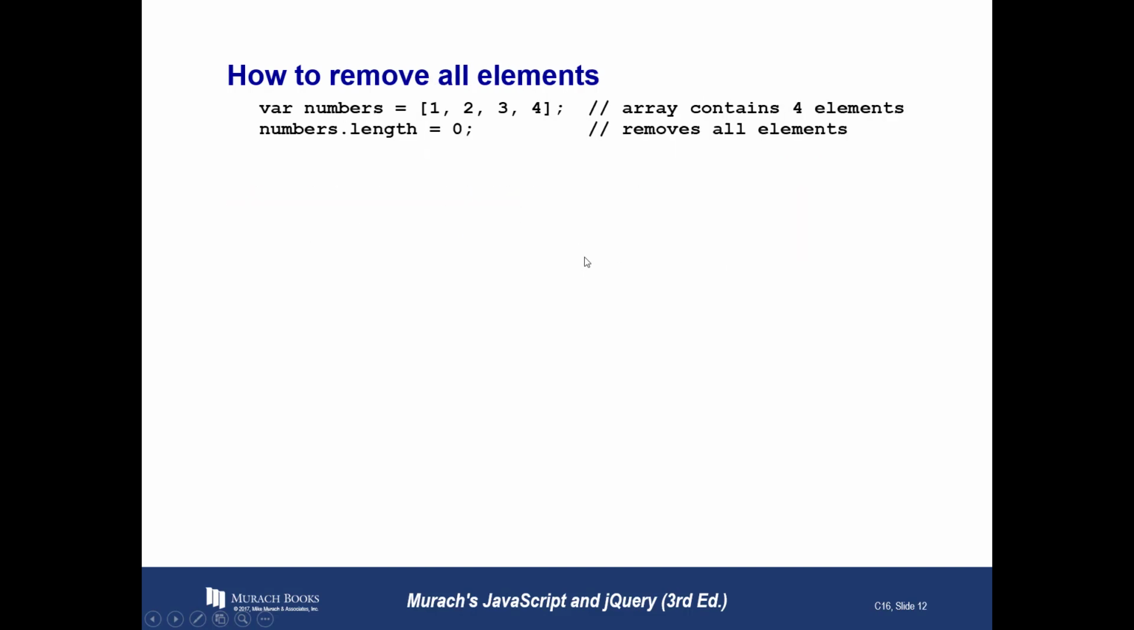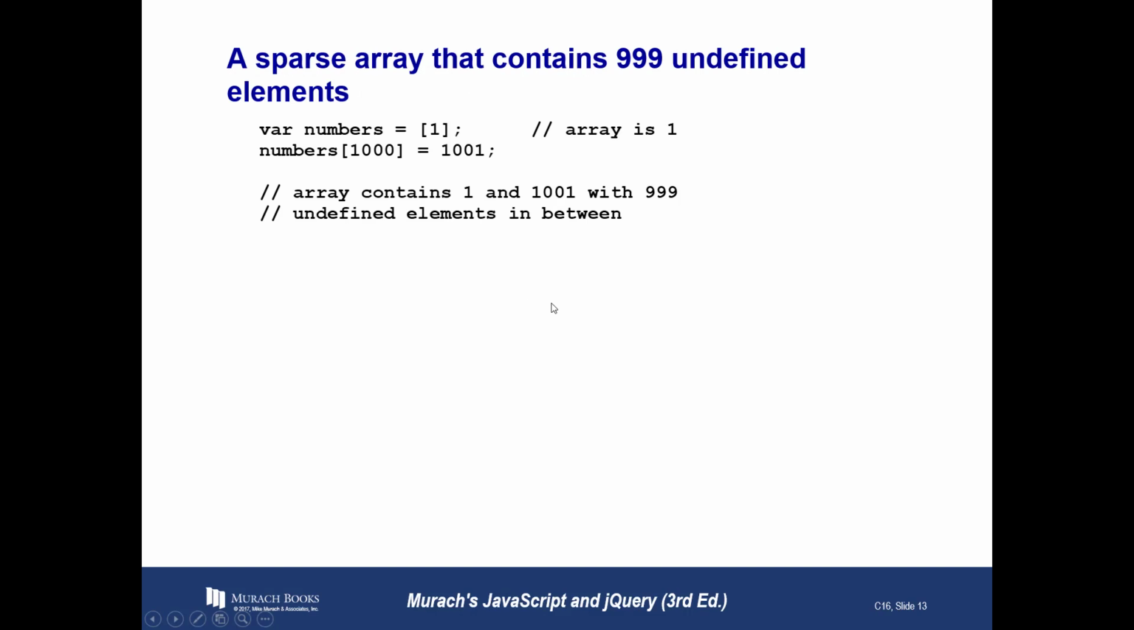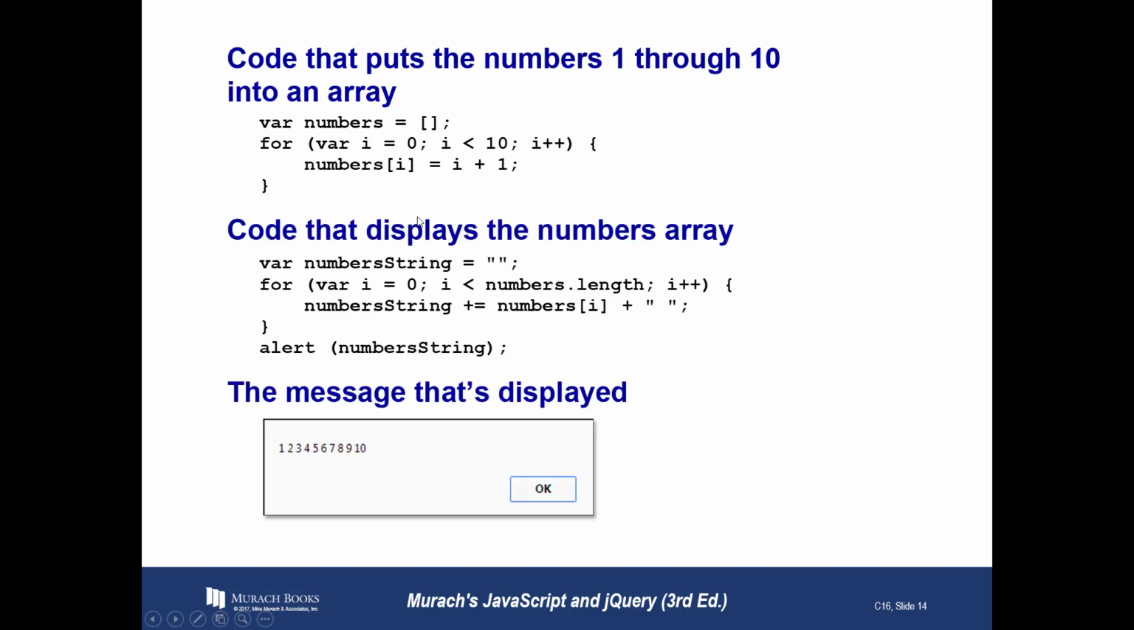I don't use delete much like that with arrays. By setting the length equal to 0, you, in essence, remove everything that was in the array. Here's an array where we put something in the 0th element, and we put something in the 1000th and first element, so there would be 999 undefined ones in between.